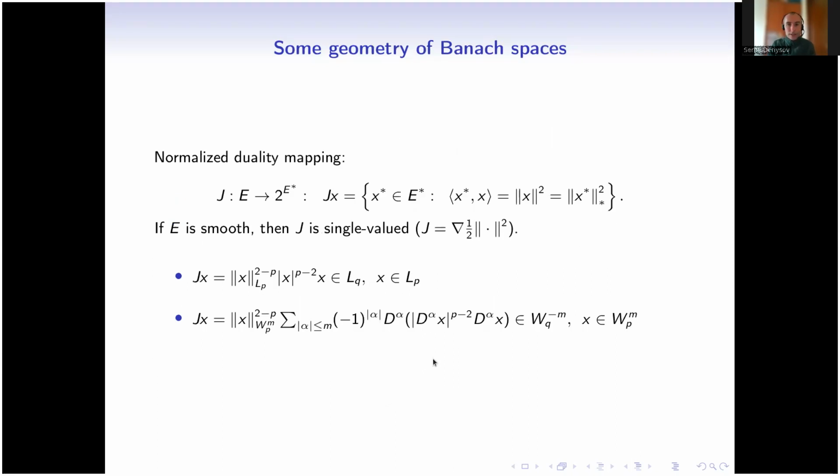We use such a generalization as normalized duality mapping, as you see it here. In case of smooth E, it becomes simply the gradient of the square norm. And for well-known spaces, it can be written in closed form, as you see here.